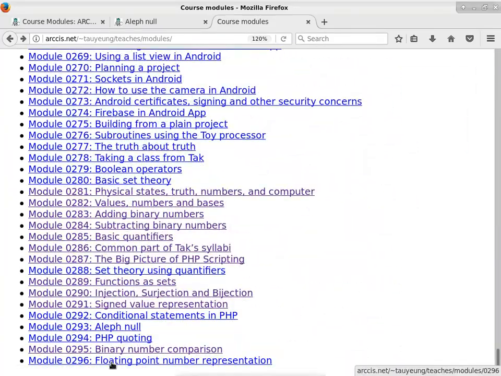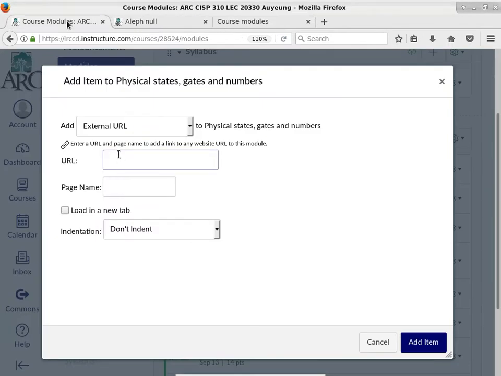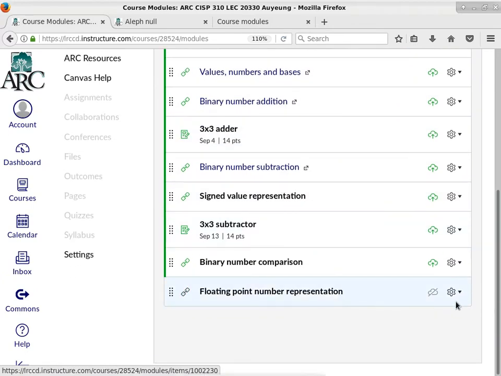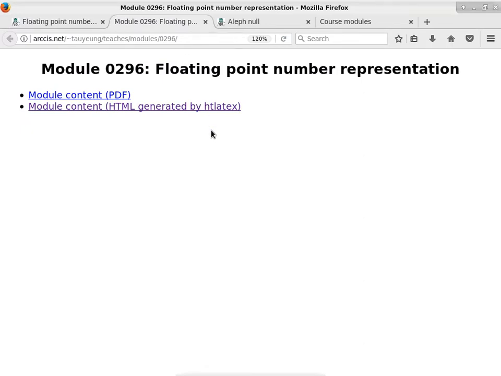Okay, what we want to do is floating point number representation. I'm going to copy the link location here, go back, paste, and give it a title, floating point number representation. There we go. Click, and unhide it. Now you guys have access to it too. We are now moving on to floating point number representation, which is your double in your C and C++ class. This allows you to represent a huge range of values. What kind of huge range are we talking about?